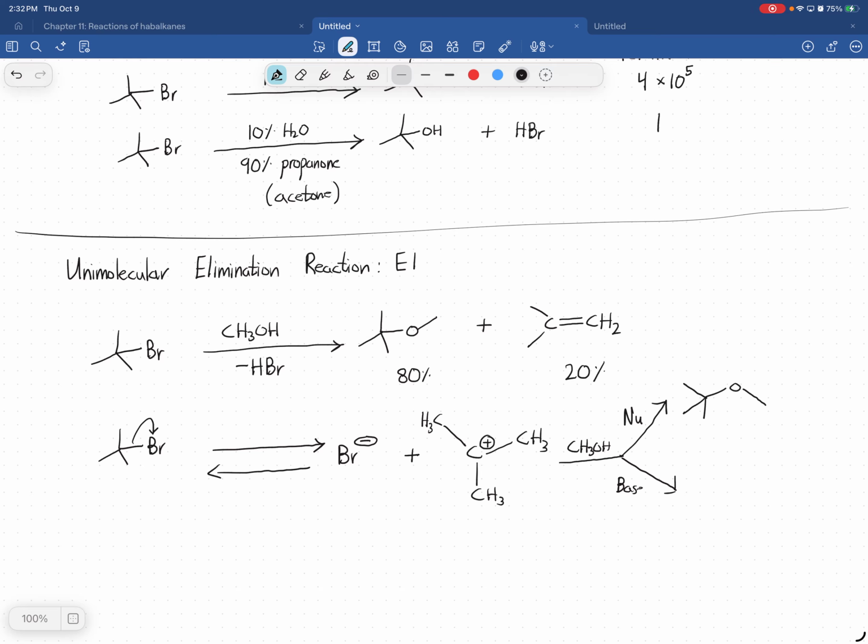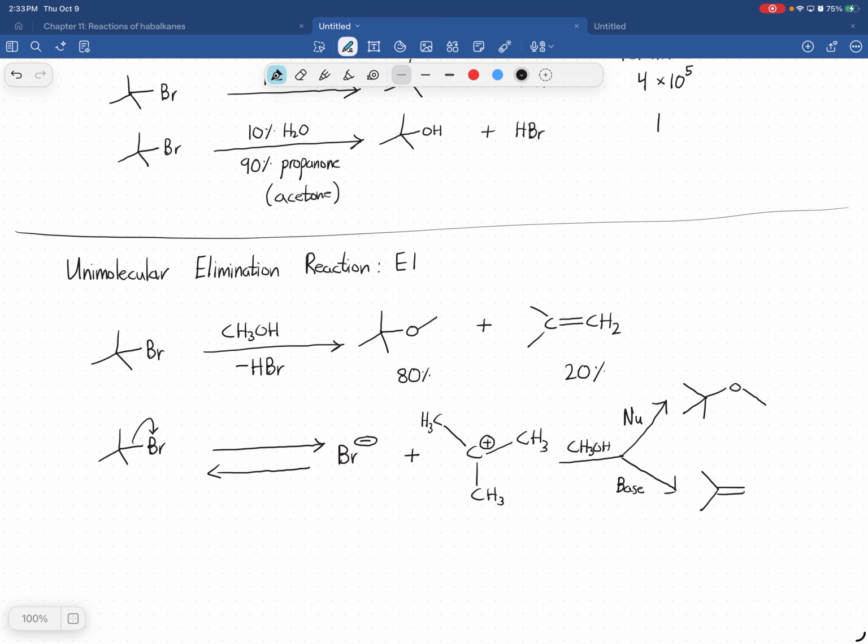So when it acts as a base, you may be wondering, wait, aren't those the same thing? They're donating their electrons to form a bond? Yes, but when it's the base, it's not targeting the carbon. It's targeting the hydrogen. So it's targeting one of these hydrogens here. So here we get the alkene. This structure is the same as this one. All right, so we get two different products there.